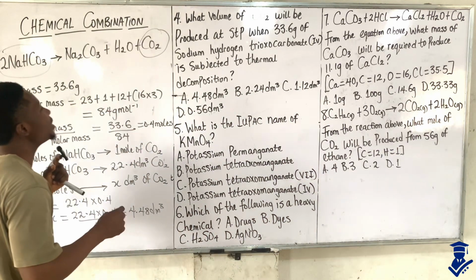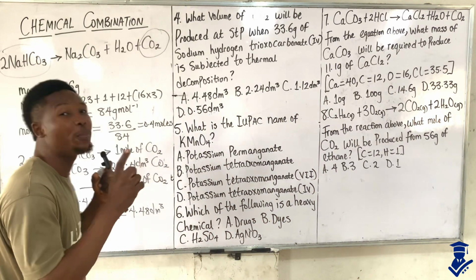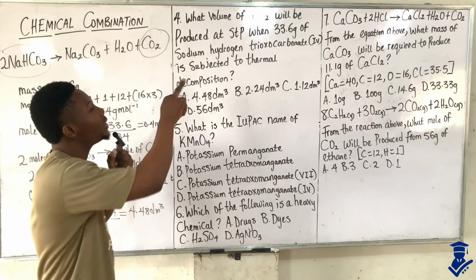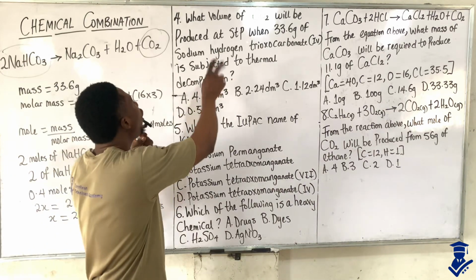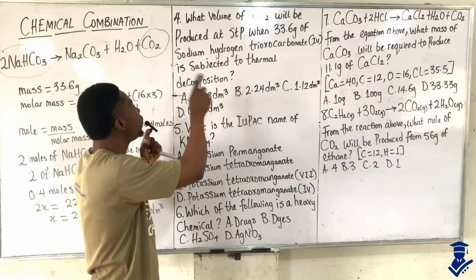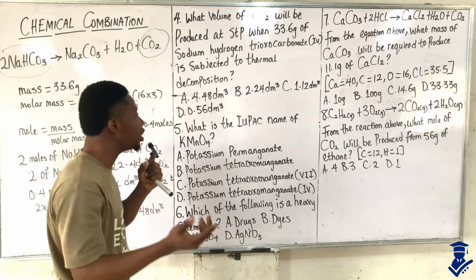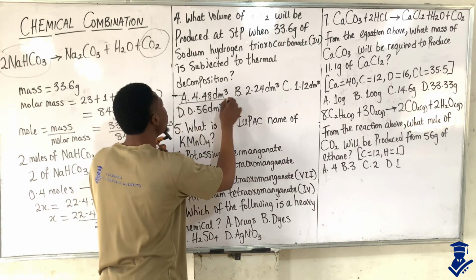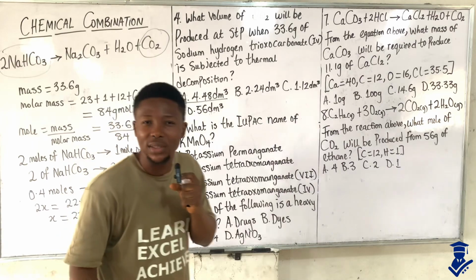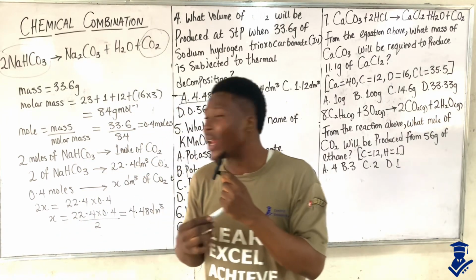So it means that the volume of CO2 that will be produced at STP when 33.6 gram of sodium hydrogen trioxocarbonate(IV) is subjected to thermal dissociation will be 4.48 dm³. Now let's solve the next question.